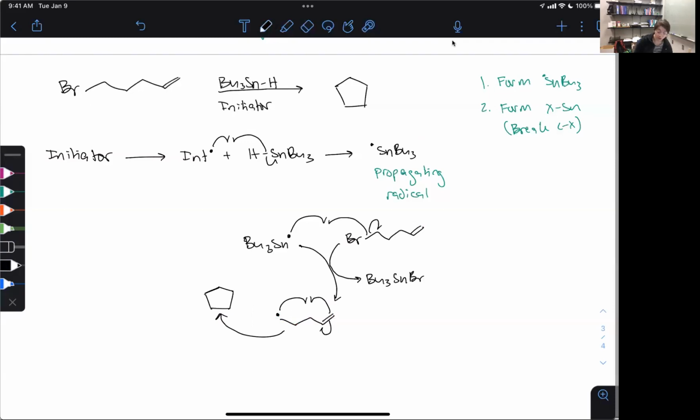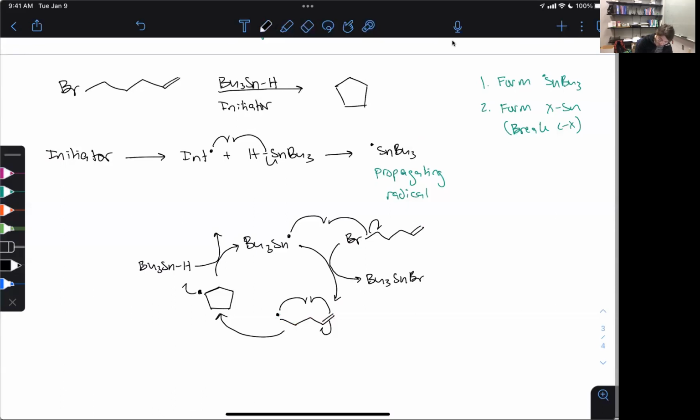So I've formed my 5-membered ring, but I still have a radical there. I'm actually going to draw it over here just so that it's a little bit closer. Okay, and then we just need to do our final propagation step. So we're going to be bringing back in our tributyl tin hydride.